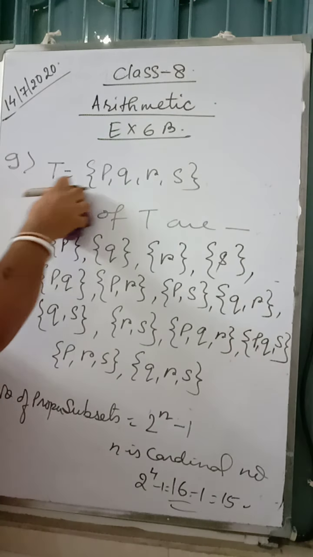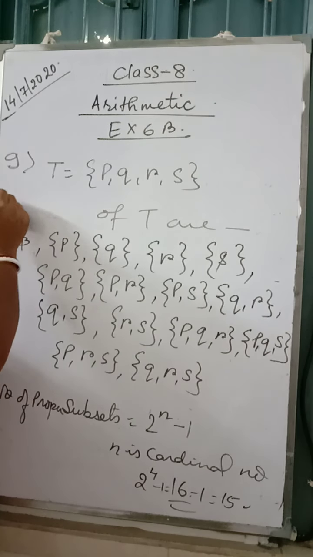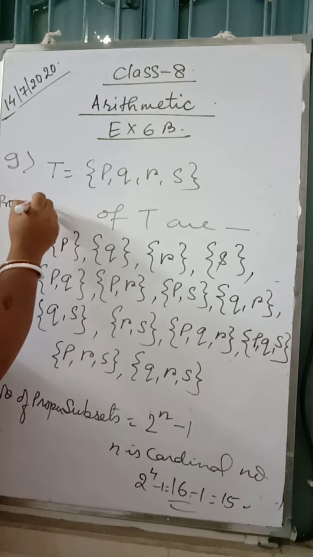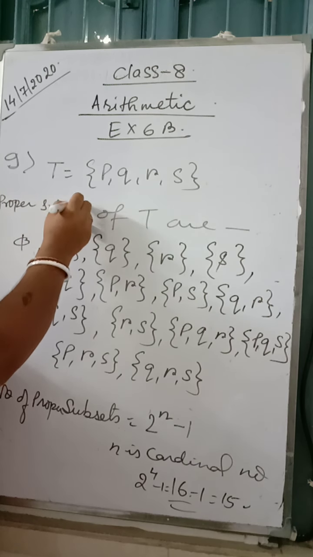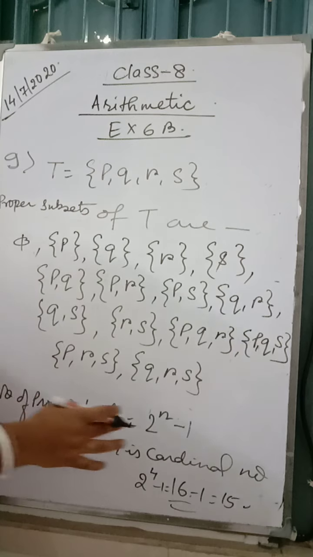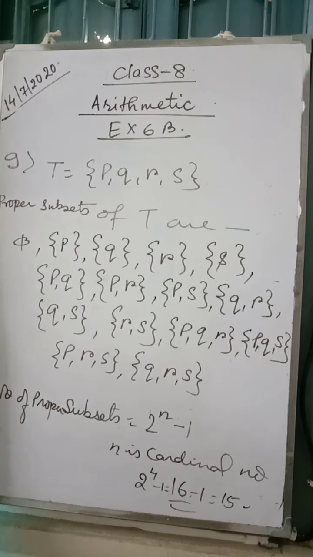So after writing subsets of T, you write proper subsets of T. Here this PQRS all together, where all the members are forming the subset, but they are not forming proper subsets. So the proper subsets of T are 15. Please write it.